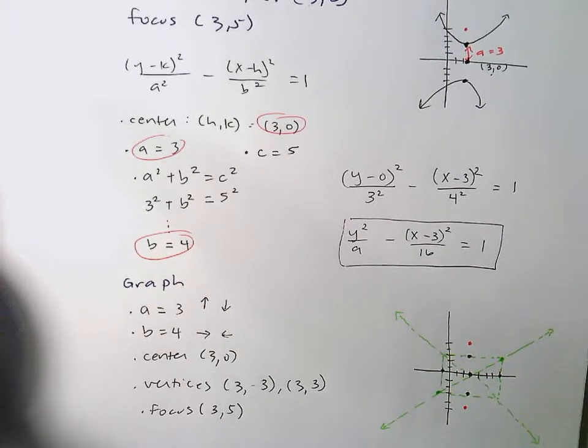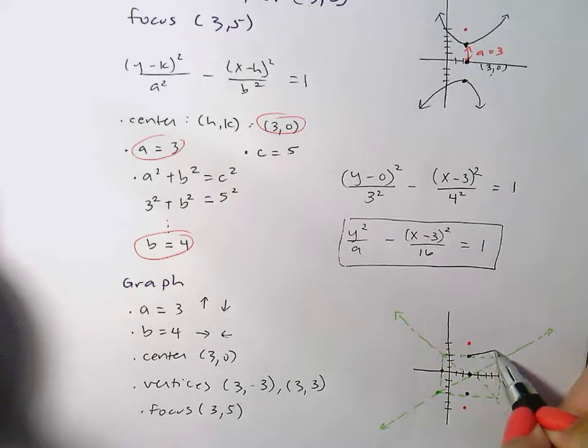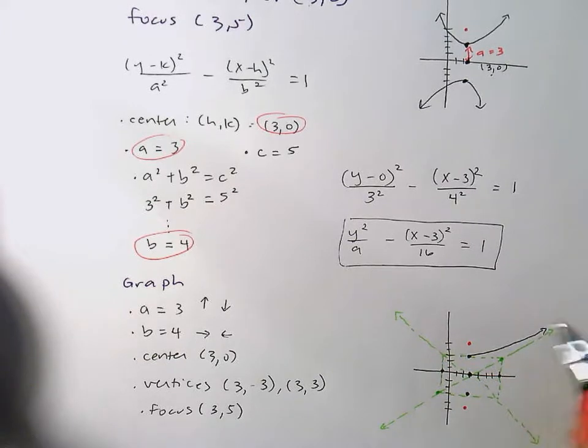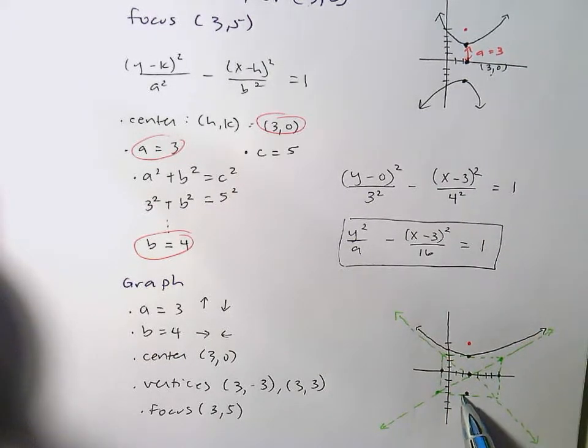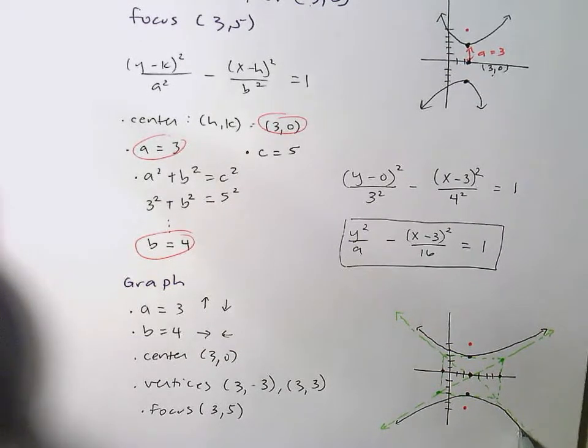When you draw your hyperbola, you're going to use the vertex and the asymptotes, making sure that you approach the asymptotes as well. And then you go down and approach the asymptote, down and again approach the asymptote. So that would be my hyperbola.